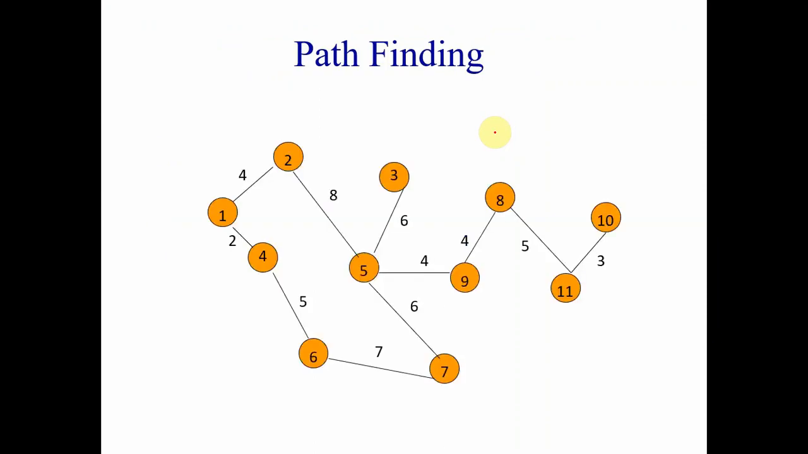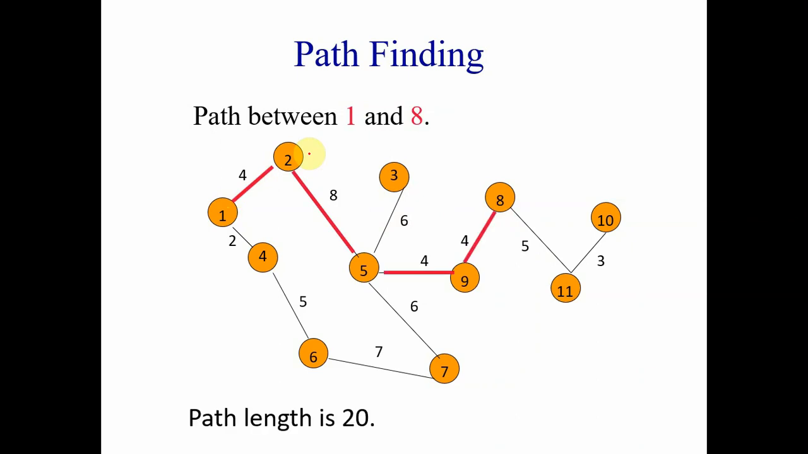First thing is path finding. We want to find a path from one place to another. For example, we will look at the path from 1 to 8. You can see the path length: if we choose 1 to 2, 2 to 5, 5 to 9, 9 to 8, then the path length will be 20.